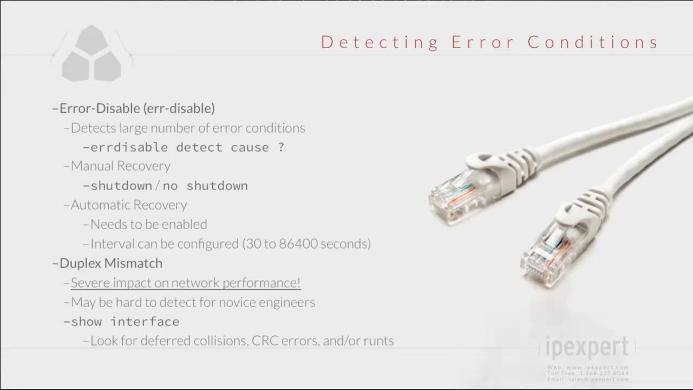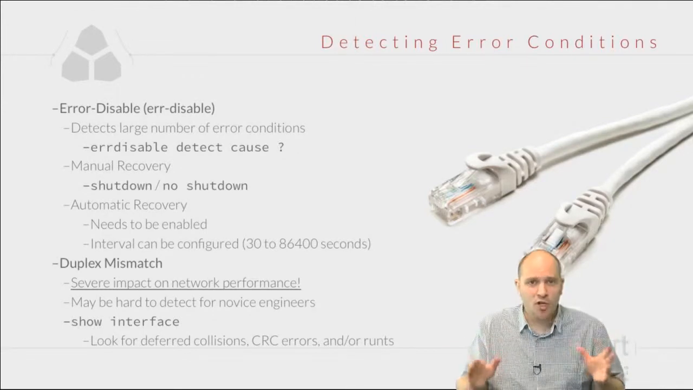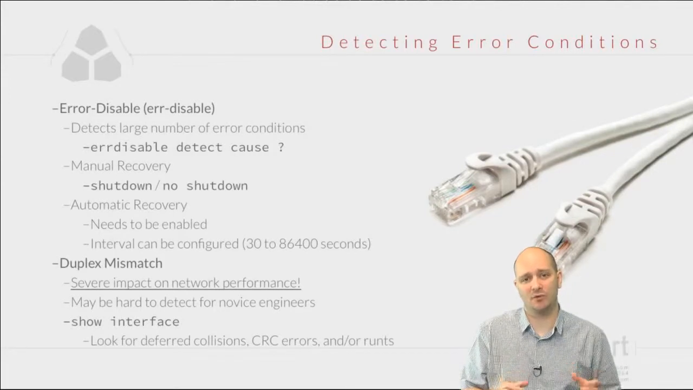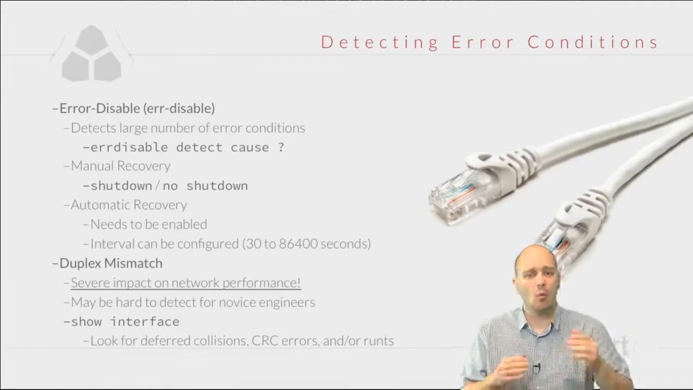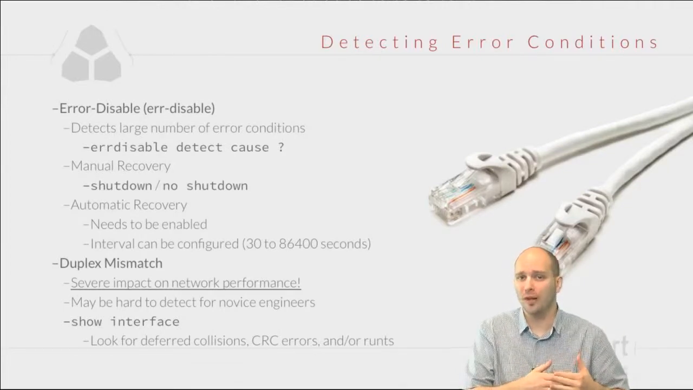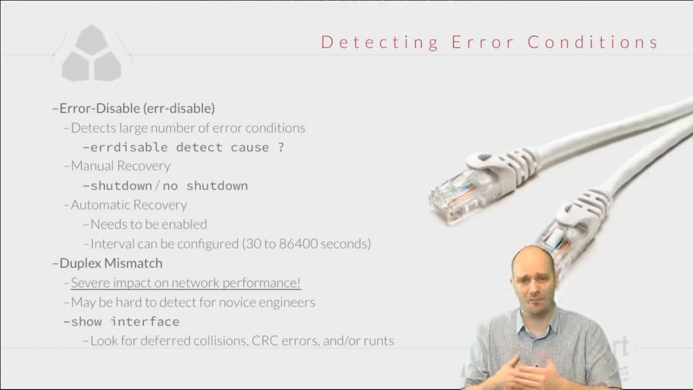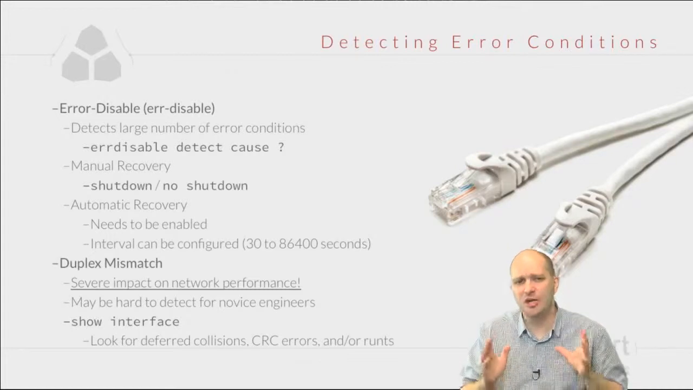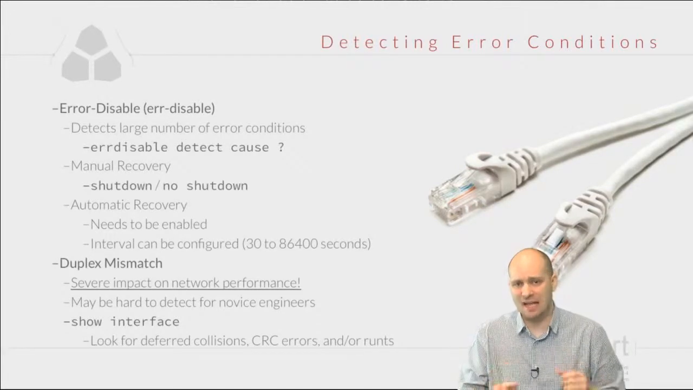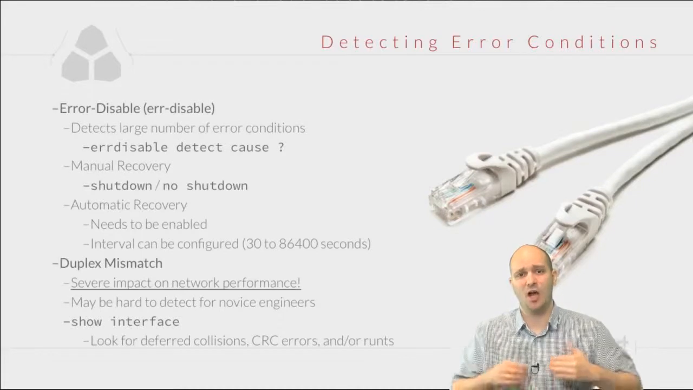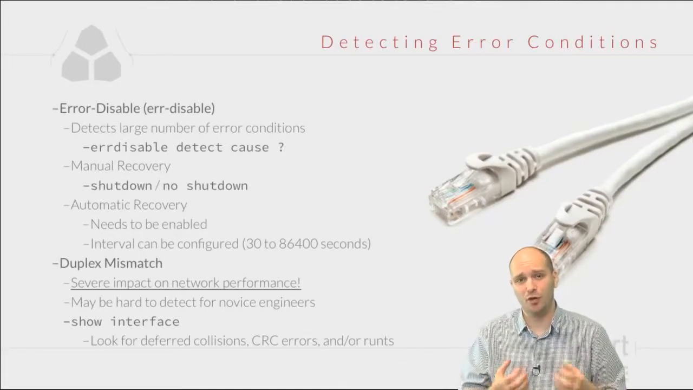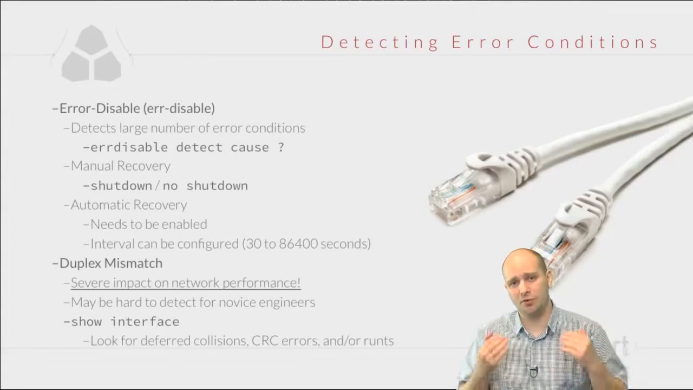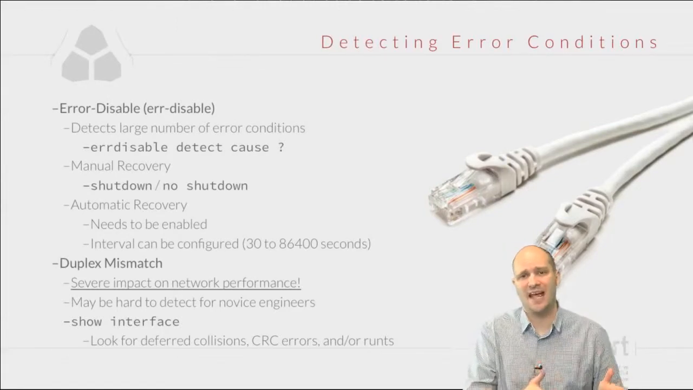The last thing that I want to talk about today is a very common error condition in networks, which is called the duplex mismatch. This is the situation when one side of the connection is configured for full duplex and the other side is configured for half duplex. Now, this can have a severe impact on network performance. It is going to get worse if you have large amounts of traffic going through your network, and it can drop the transmission rates from 100 megabits per second down to about 10 megabits per second.